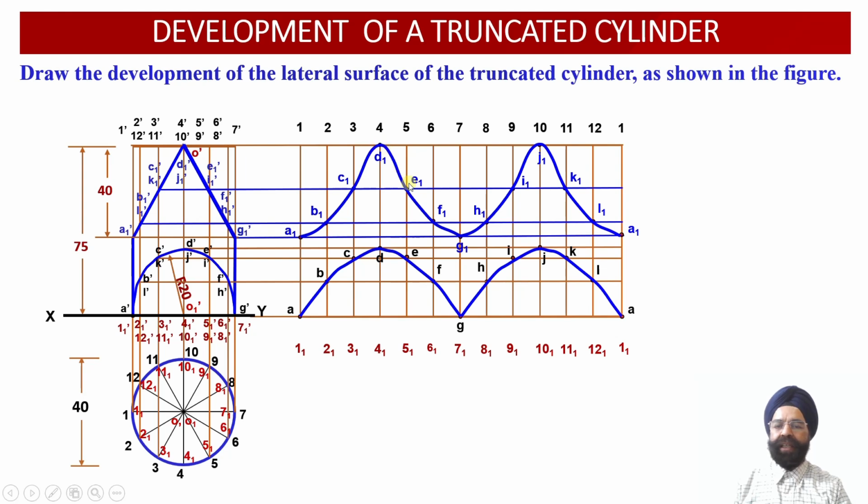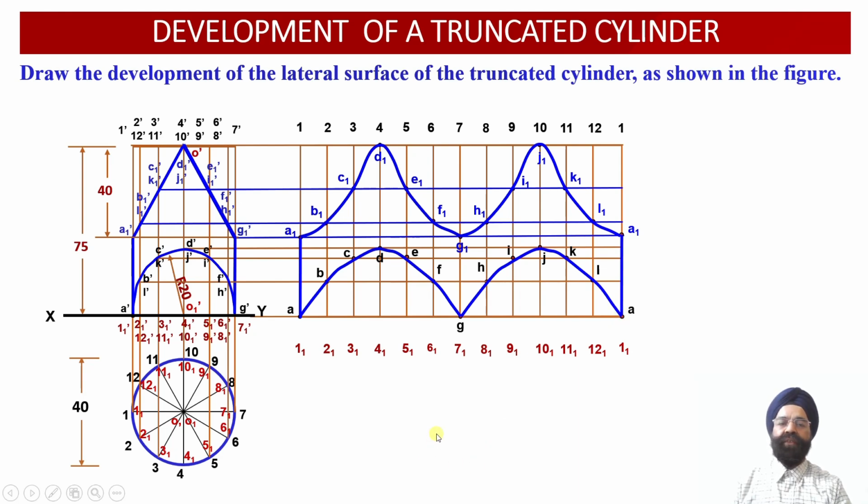All the 12 points have been appropriately marked in the development of the lateral surface of the truncated cylinder over here. Now we can check that the top face has been sectioned by the auxiliary inclined planes. Similarly, all the base portion points have also been sectioned by this semicircular cutting plane. And this portion of the edges, that is A1 and A, has not been sectioned by the cutting plane. So we can join A1 and A, and A1 and A over here.